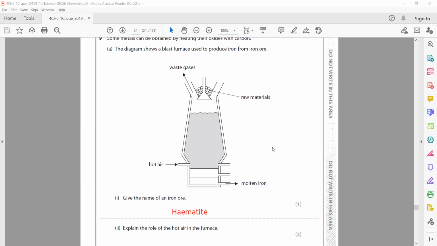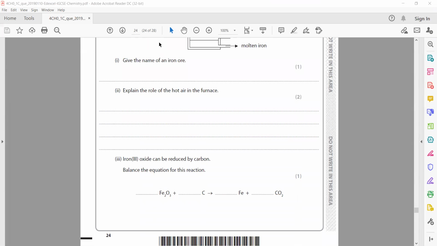Explain the role of hot air in the furnace. So, what is the purpose of the hot air? Hot air basically contains oxygen, and oxygen will react with carbon to produce carbon dioxide, which increases the temperature of the furnace, and produce carbon monoxide, which is a reducing agent.